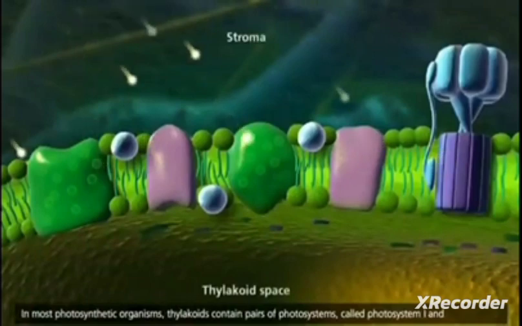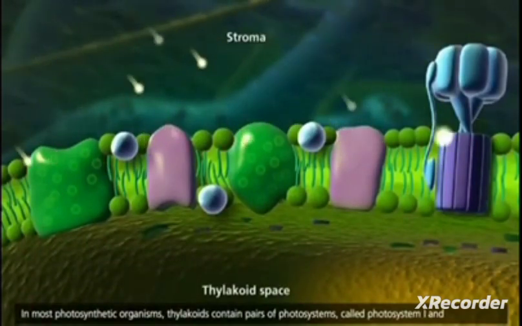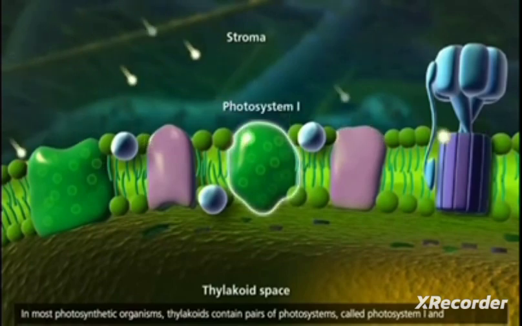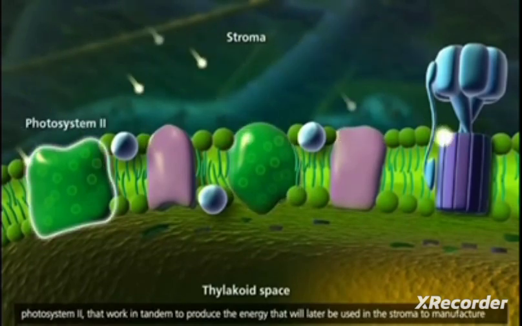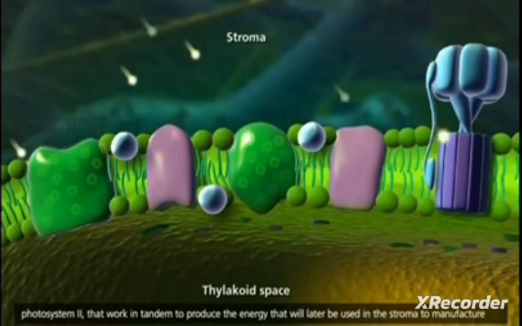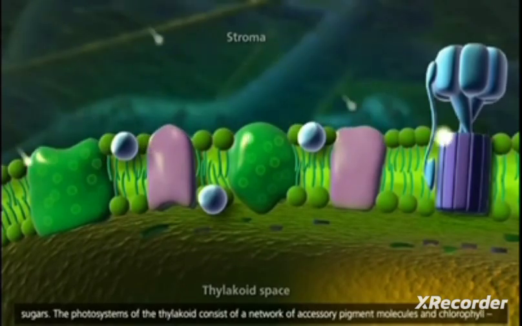In most photosynthetic organisms, thylakoids contain pairs of photosystems, called photosystem 1 and photosystem 2, that work in tandem to produce the energy that will later be used in the stroma to manufacture sugars.